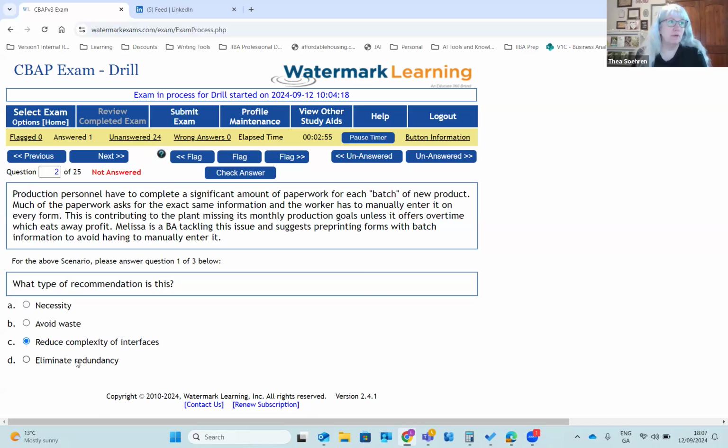Now I need a tiebreaker or a new option. I go with D, the last one as well, due to the question that said much of the paperwork asked for the exact same information and the worker has to manually enter it on every form. So it seems that there is a redundancy. Okay, I'll check D then. It is right. Great.